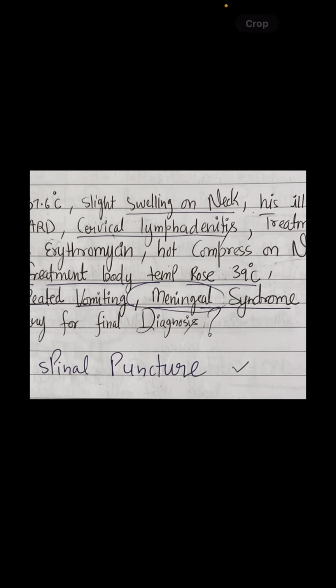So let's go next. Next patient is a 25-year-old having meningeal syndrome. This time the patient has meningeal syndrome. Having fever, slight swelling in the neck. His illness is diagnosed as acute respiratory distress syndrome, acute lymphadenitis. Treatment course included erythromycin, hot compress on the neck. In the course of treatment, body temperature rose, headache, repeated vomiting, meningeal syndrome. This is what we wanted to hear from the question. In the end, it is mentioned meningeal syndrome.